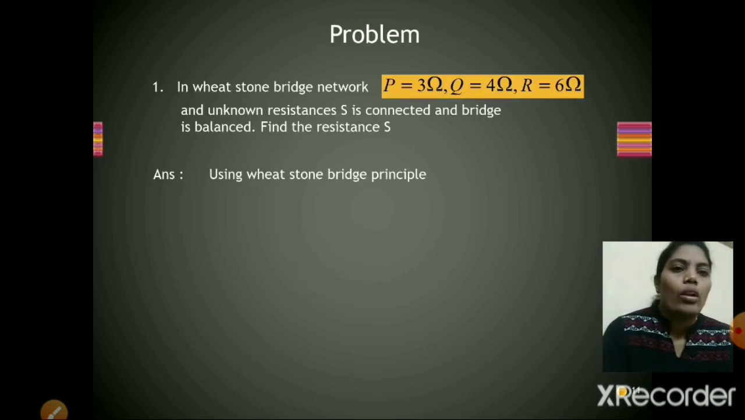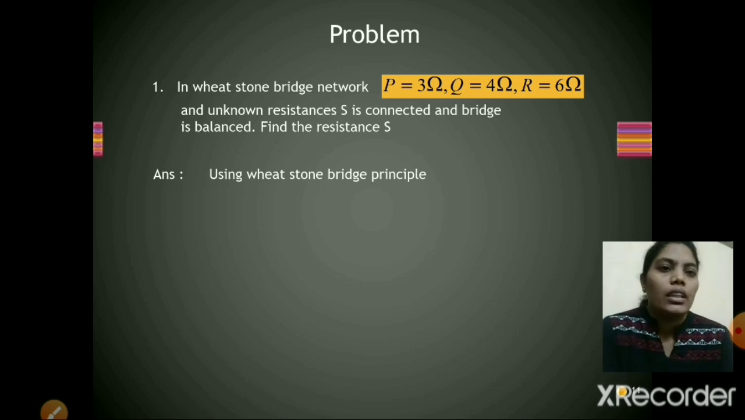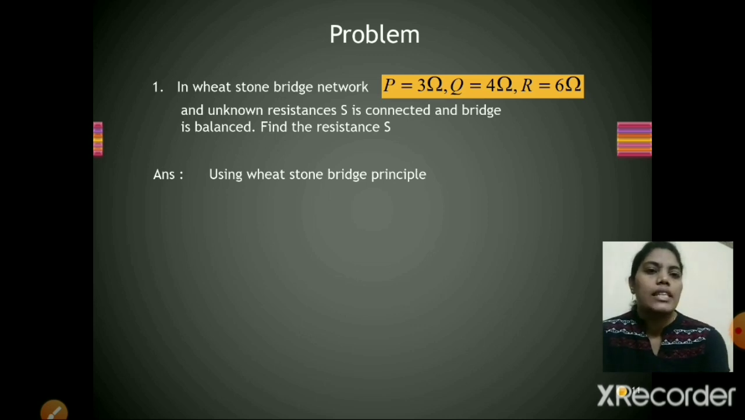Now let us solve a few problems. In a Wheatstone bridge network, the value of P is 3 ohm, the value of Q is 4 ohm, and the value of R is 6 ohm. One unknown resistance S is connected, and now the bridge is balanced. Find the value of resistance S.